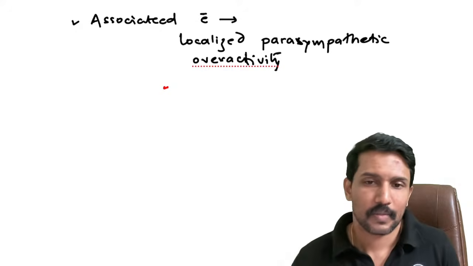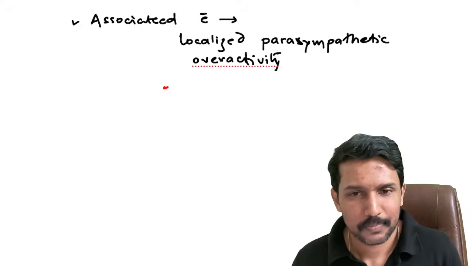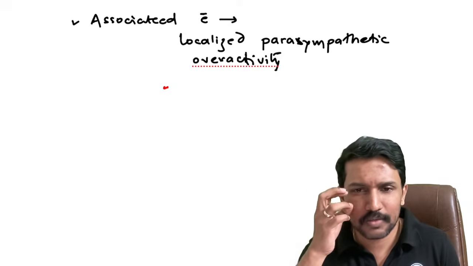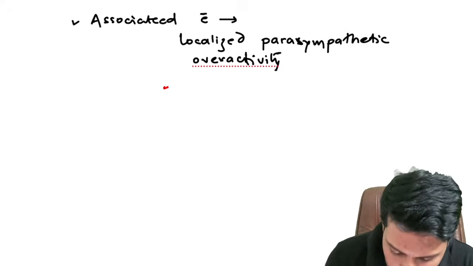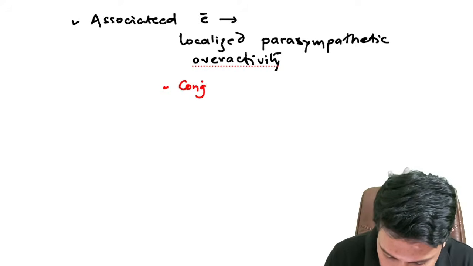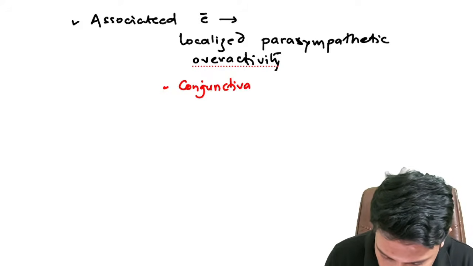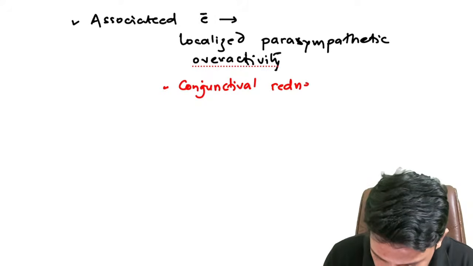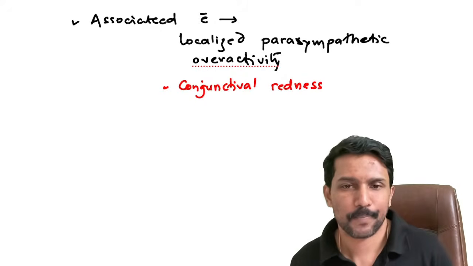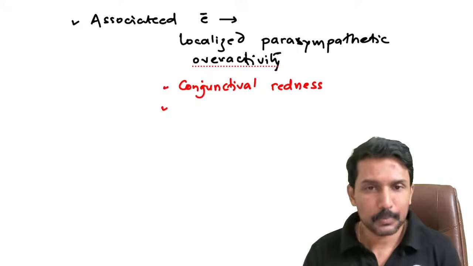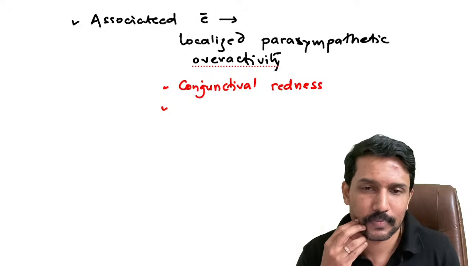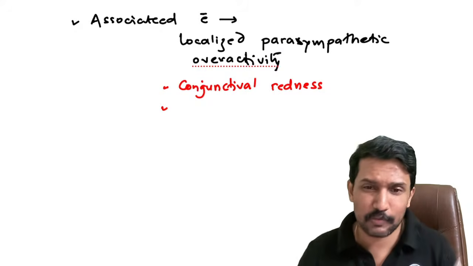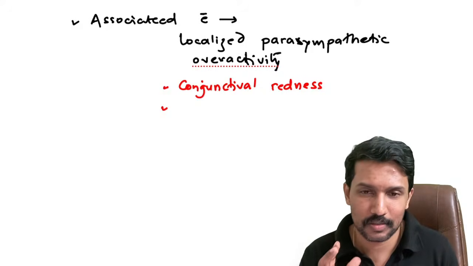Vasodilatation in the blood vessels of the eye. What will it lead to? In the conjunctiva, if the blood vessels dilate, how will the eye appear? Red, right? So conjunctival redness. Then vasodilatation of the whole face. How will this face look? It will look red, because more blood is flowing in that region because of vasodilatation.